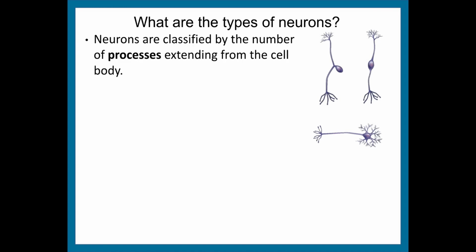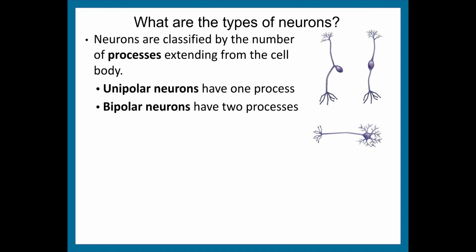What are the types of neurons? Neurons are classified by the number of processes extending from the cell body. There are unipolar neurons. They have just one process. There are bipolar neurons, and they have two processes. And then there are multipolar neurons, and they have many processes.